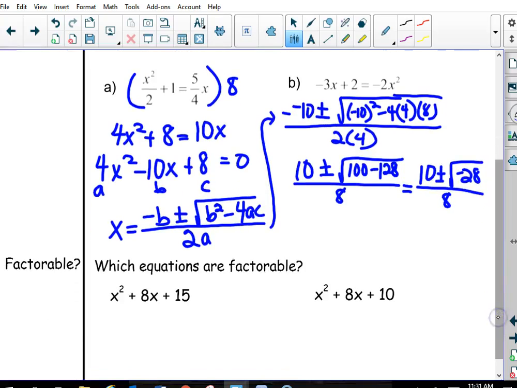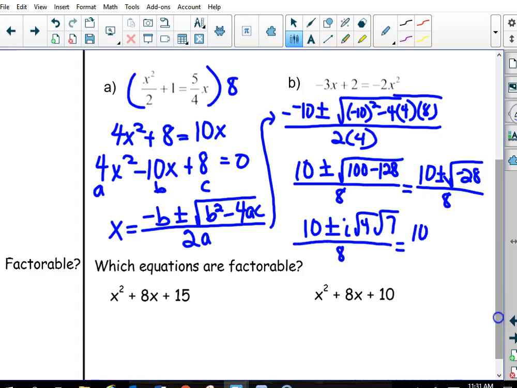I looked into this, and you are going to have to reduce these. It will not take a non-reduced answer on these. And here's what I mean. I can factor 4 out of the 28, and I'm also going to factor out the negative and come up with i. So 10 plus or minus i, square root of 4, square root of 7, all over 8.